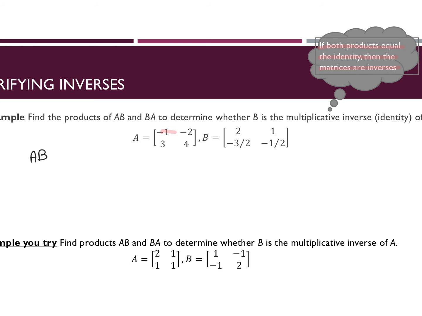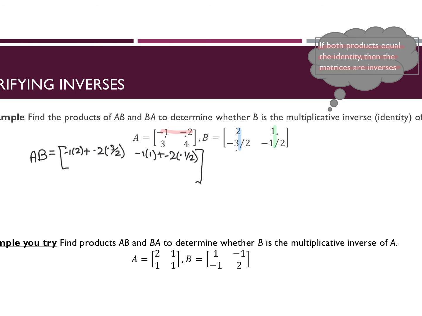And we will have row 1 as our pencil, and then we'll have the columns of B be the cups. So we will have -1 paired with 2, and -2 paired with -3/2. Then we will take the red row into the green column. So -1 will be paired with 1, and -2 will be paired with -1/2.